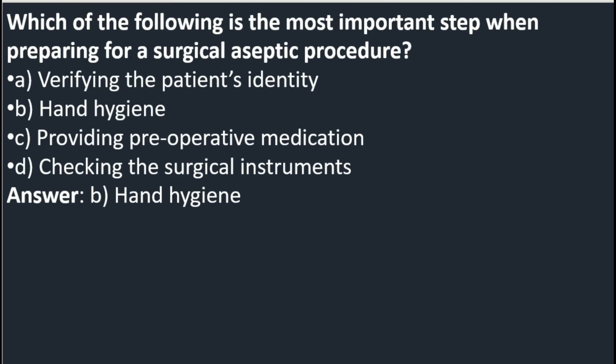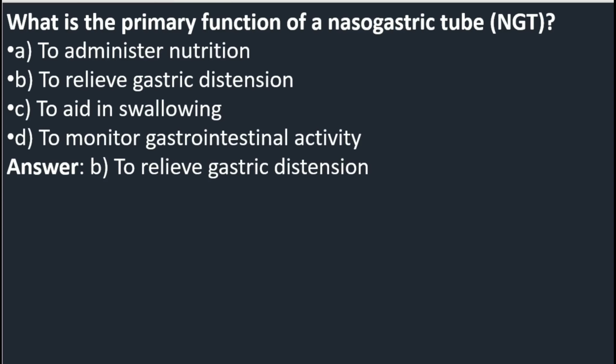Hand hygiene. Question 3. What is the primary function of a nasogastric tube, NGT? Option A. To administer nutrition. Option B. To relieve gastric distension. Option C. To aid in swallowing. Option D. To monitor gastrointestinal activity. Answer is B. To relieve gastric distension.